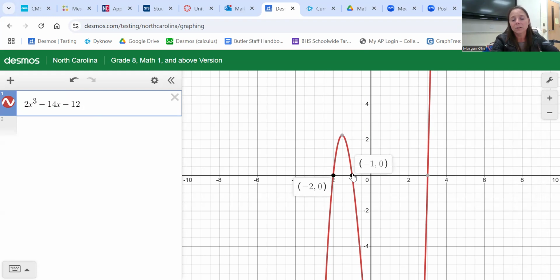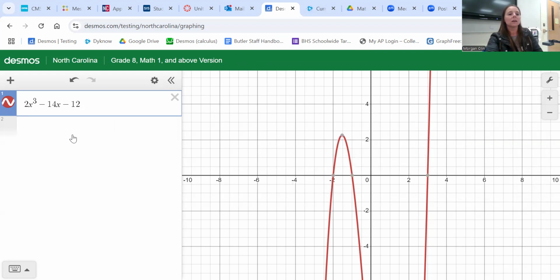This one is at -1. So what's a factor? X plus 1. And then this one is at 3. So x minus 3. Think opposite. So guess what? I factored it. I'm done with the top part. Now, the bottom part.